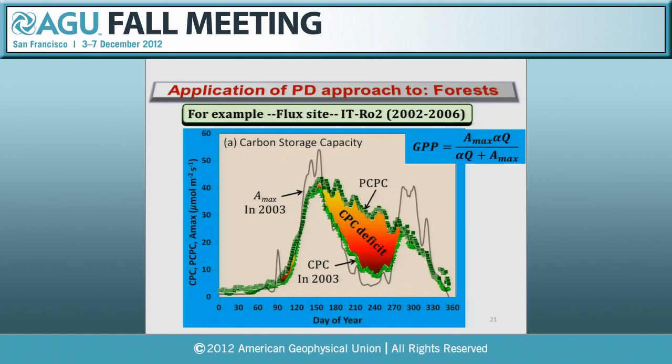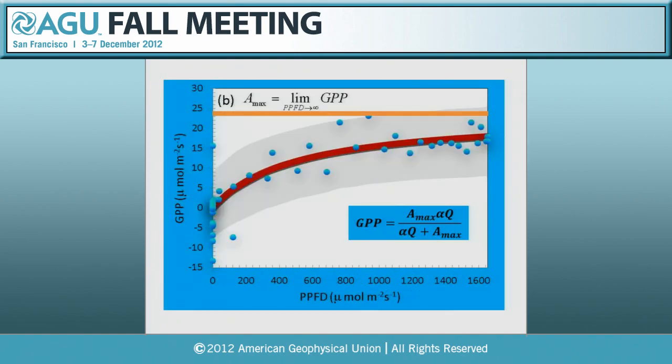So how about forests? We are applying this perfect deficit approach to forest. Here, just to give you an example. That's the perfect CPC, that is the CPC, that is the CPC deficit. And another curve, Amax, that's for the light response curve. You see, that's a CPC that really indicates the carbon storage capacity. And this is Amax. This is data, we calculated that.